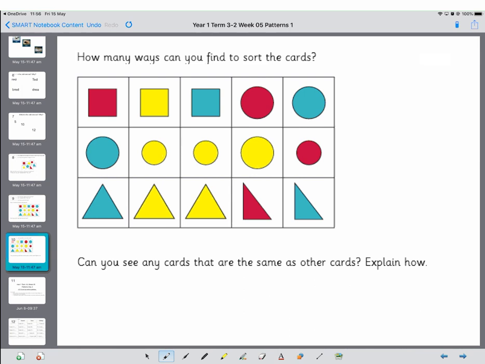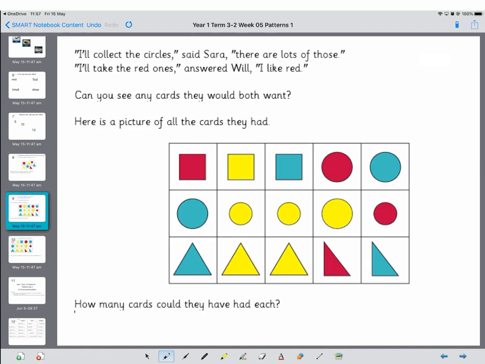So what I want you to do is have a go at how many different ways you can find to sort these cards. Sorry, hang on. Sorry, we'll go back a step. Sorry about that. So can you see the cards they will both want? And here are the pictures of the cards they have. How many cards could they have each? So have a go at that. If you want, you can number them, or you can point to them, or you can draw them and colour them. It's not a problem. They don't have to be accurately drawn.